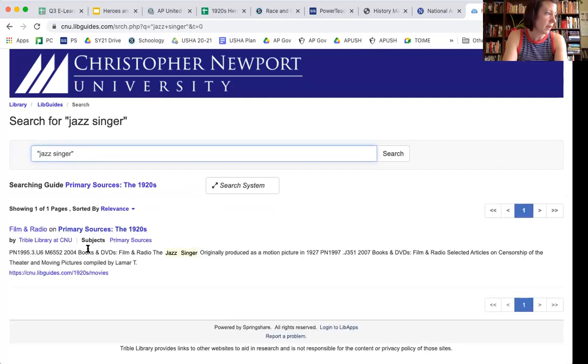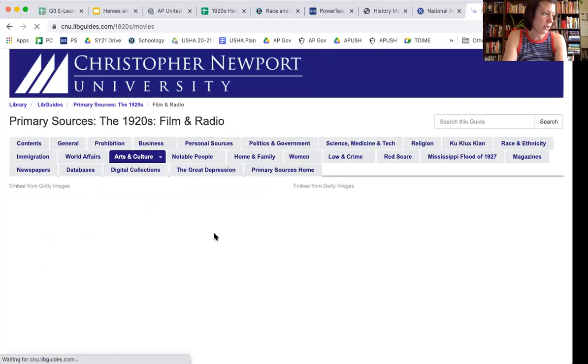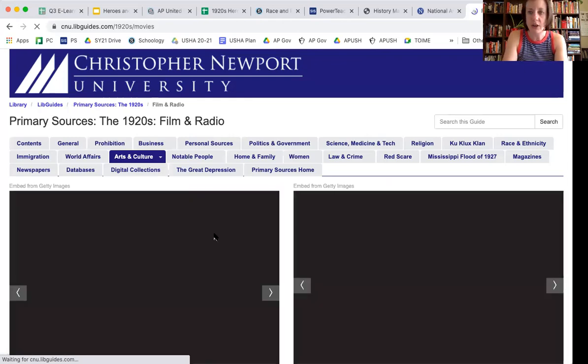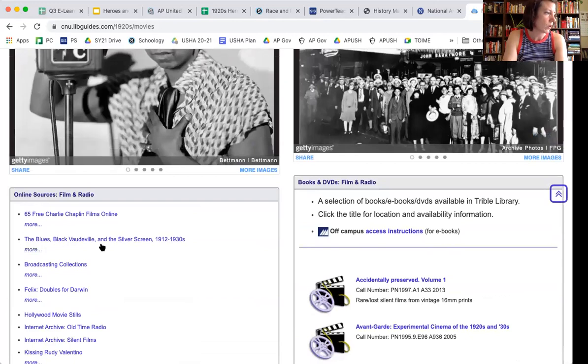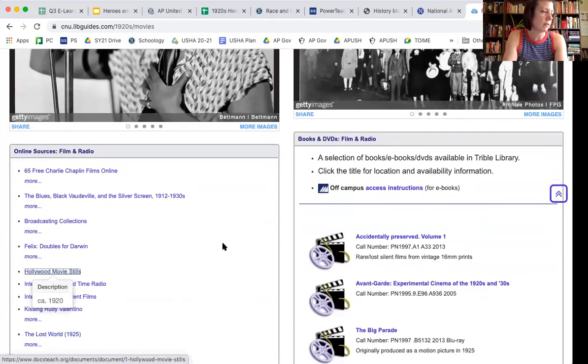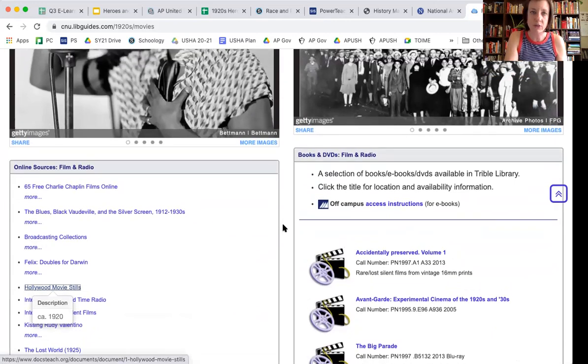And then I do get a link to this primary source of the film, The Jazz Singer. So I could potentially use some images from here or find something else. Sometimes when you go into library guides, you're kind of falling down the rabbit hole a little bit in a good way. And you can just pick up the breadcrumbs here to find your way to a source that will work for your project.